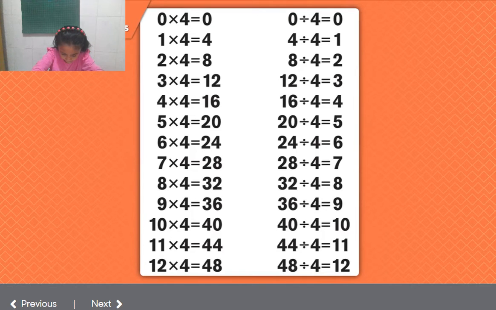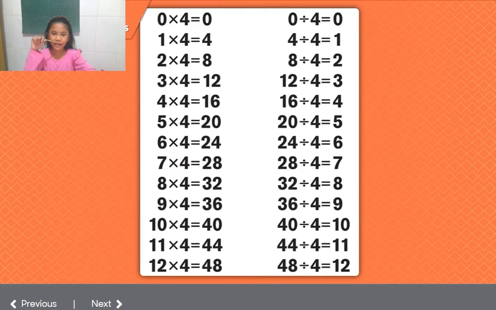1 times 4 equals 4. 2 times 4 equals 8. 3 times 4 equals 12. 4 times 4 equals 16. 5 times 4 equals 20. 6 times 4 equals 24. 7 times 4 equals 28.